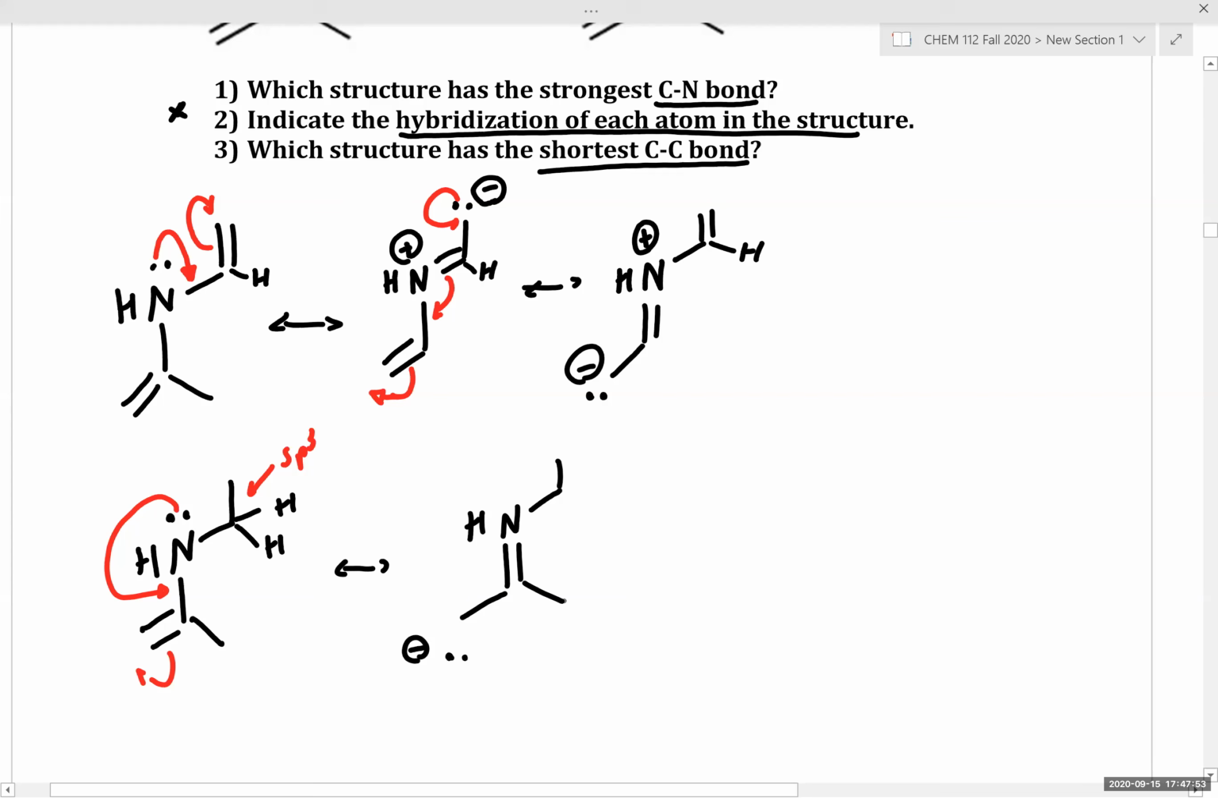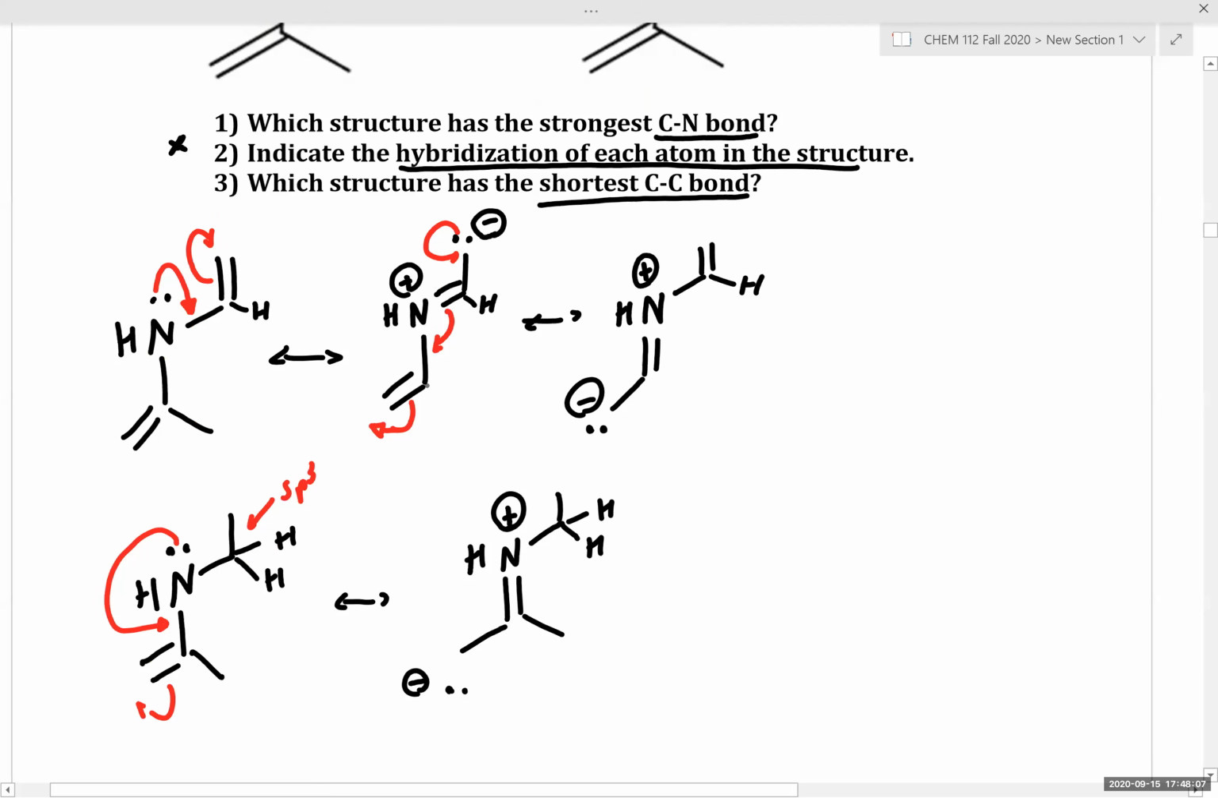Does that make sense to everyone? So make sure to draw out your hydrogens. If you're ever stuck, whoops, I forgot a carbon here. There we go. So make sure to draw out your hydrogens. You can only delocalize electron density via resonance across pi systems and pi bonds.